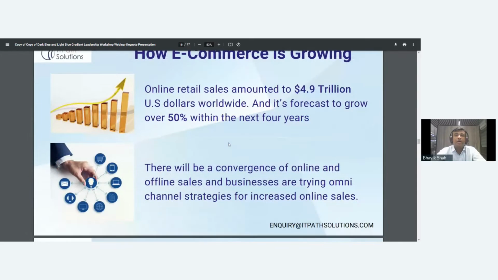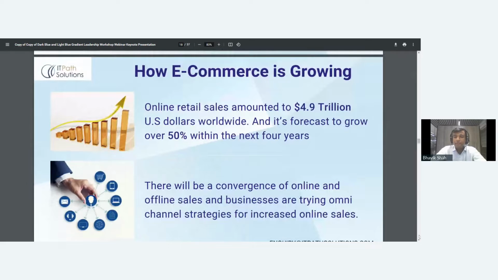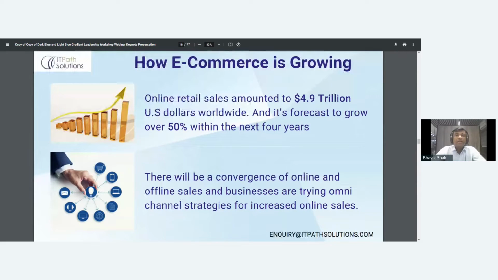Next is how e-commerce is growing. Online retail sales amounted to 4.9 trillion US dollars worldwide and are forecasted to grow 50% within the next 4 years. There will be a convergence of online and offline sales, and businesses are trying omnichannel strategies for increased sales online. When I say omnichannel, it can be online, offline, and nowadays there are many more platforms apart from websites and mobile apps, like the Watch, which is also getting introduced in e-commerce.